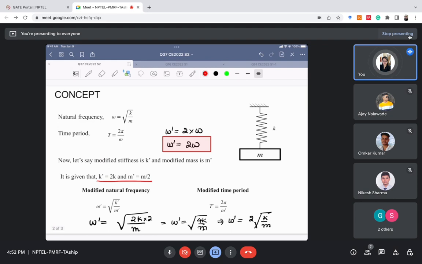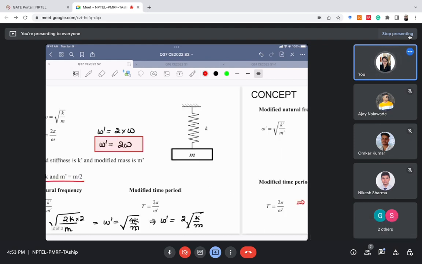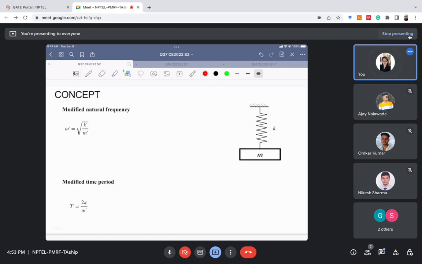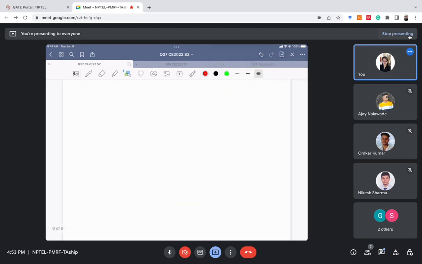Is there any confusion? Should I explain it again or it's okay? No confusion, ma'am. No confusion, right? Okay. So this was a very simple problem. You just need to apply that concept. So maybe for today I've planned these three problems only. Let's give you a homework problem. Please try this problem at home.